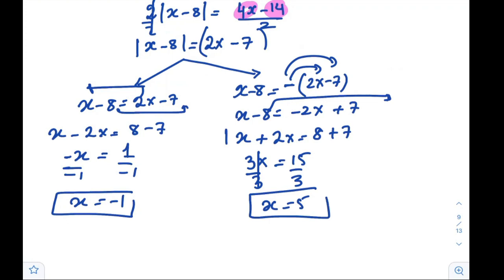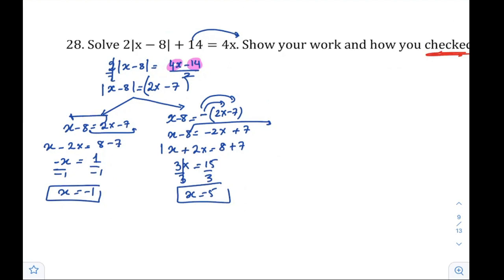Now we have two possible solutions. Which one is the correct one? Which one should we take? We need to check. So let's check. When you check, you will use the x in both sides. This is the original equation.